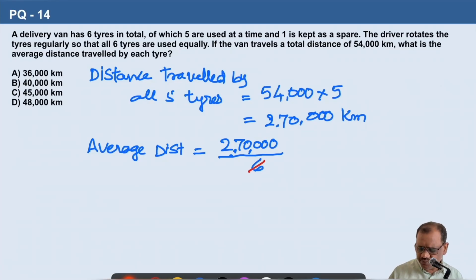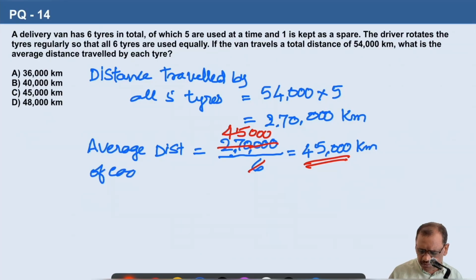Simplify this. 6 fours 24, 3 remains 30, 6 fives 30 and carry 3 zeros. So what is remaining here? 45,000. So 45,000 kilometers is the average distance of each tire. So option C is the correct answer.